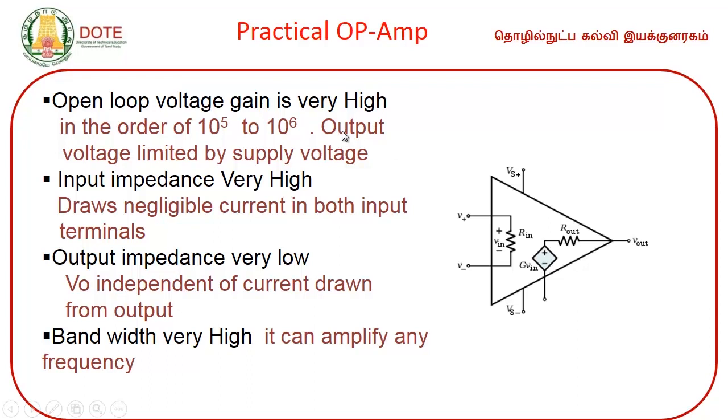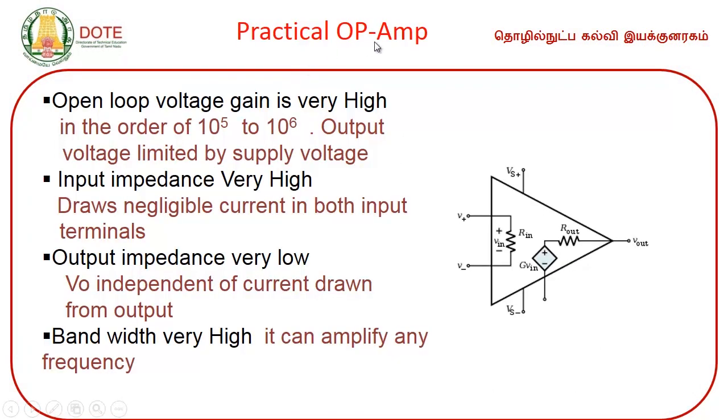But practically it is very difficult to achieve infinite voltage gain, infinite resistance, 0 output resistance, and infinite bandwidth. Practically it is not possible. So what are the practical op-amp characteristics? Then why did we learn ideal characteristics? Because to theoretically understand the device, understanding the ideal characteristics is important. It will be much easier to analyze the circuit with the help of ideal characteristics.